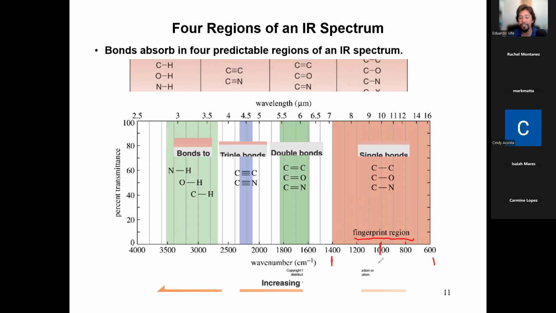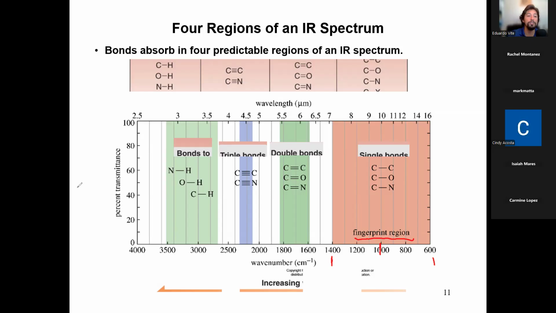But in general, it's in the lower wave numbers, right? And remember, low number, low energy. So these are going to be the weaker bonds, right? The carbon-carbon single bond, the carbon-oxygen single bond, the carbon-nitrogen single bond, right? Just single bonds in general. And remember, these are most likely going to be bending motions rather than stretching motions. So usually the single bond stretches and single bond bends are going to be less than 1400.